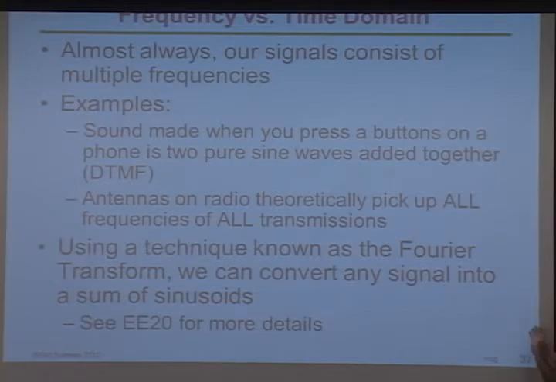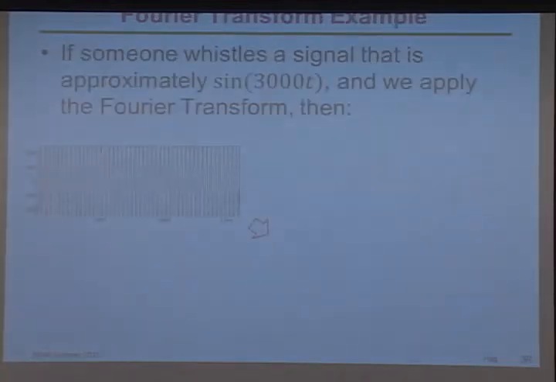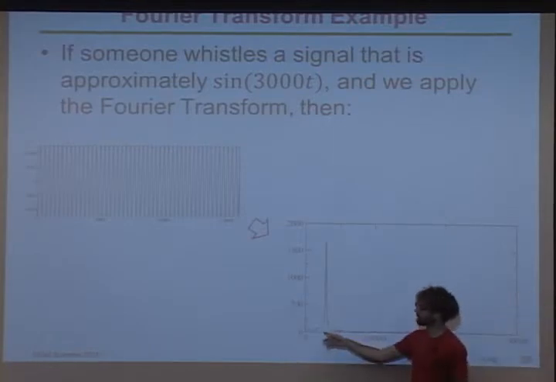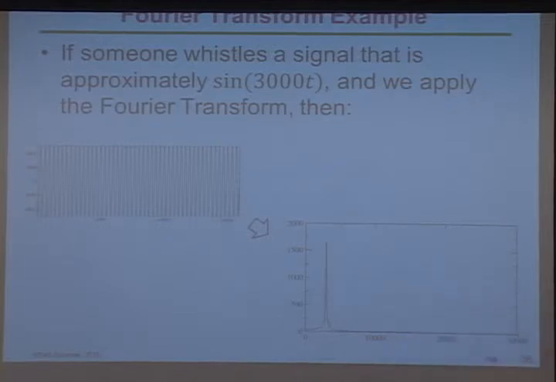And what's neat, and this is really EE20 stuff, but we're going to talk about it a little, is that if you're given a signal in time, you can convert it into a frequency domain representation. There's a math technique where you can take something like sine 3000t, and do some kind of math thing to it, and end up with a plot that says I have a frequency of 3000 and very little of anything else. If that was a perfect sine wave, there should be an impulse function at that frequency.